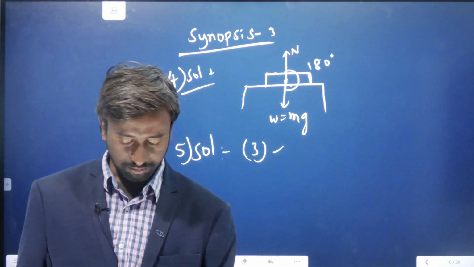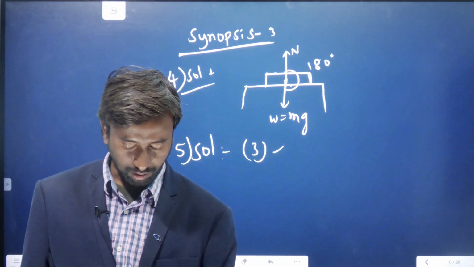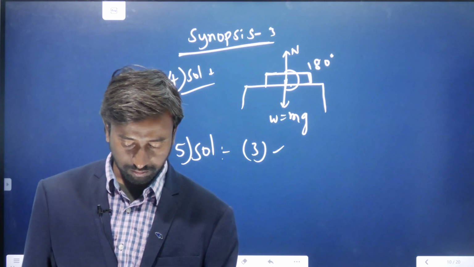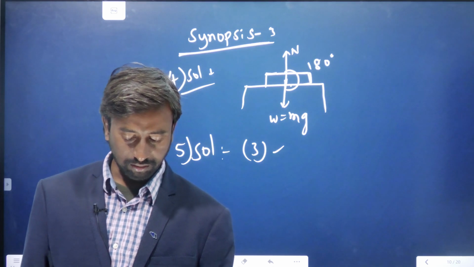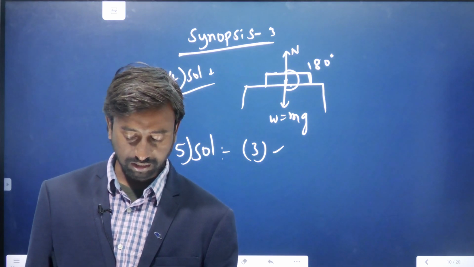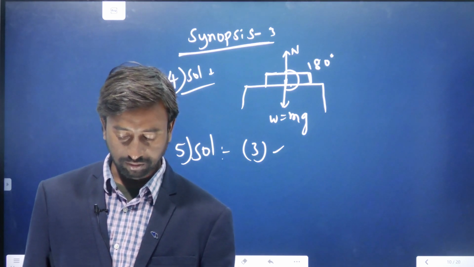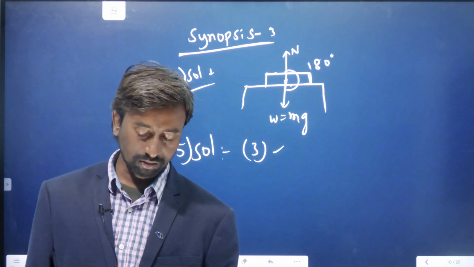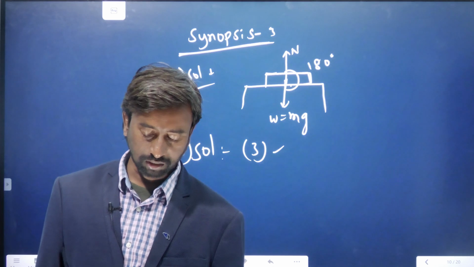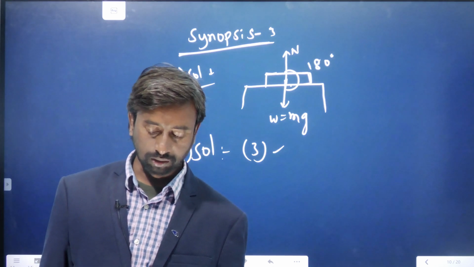So like that we have the problems. The next one: a gun fires n bullets per second, each of small mass m with velocity v. The force exerted by the bullets on the gun is what? A gun fires n number of bullets.